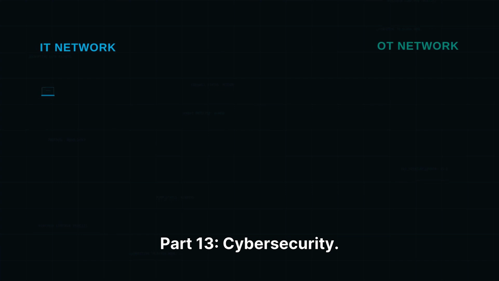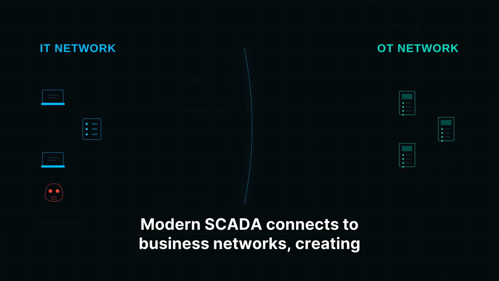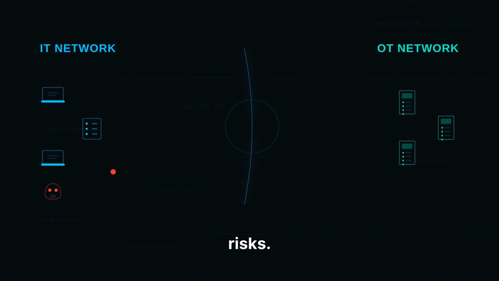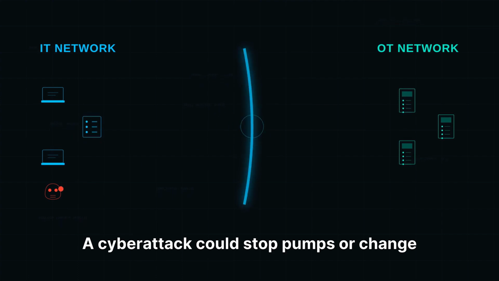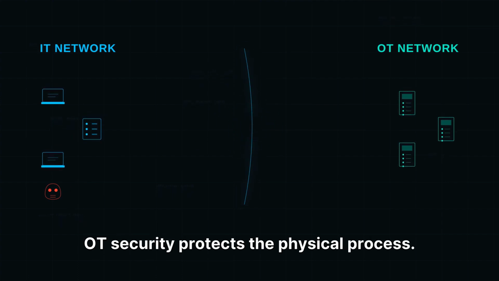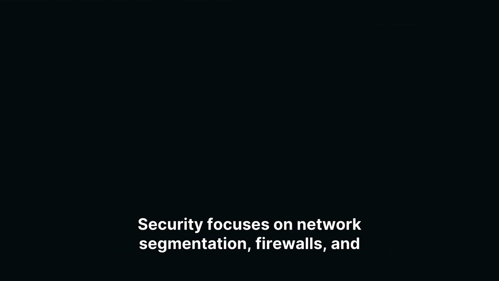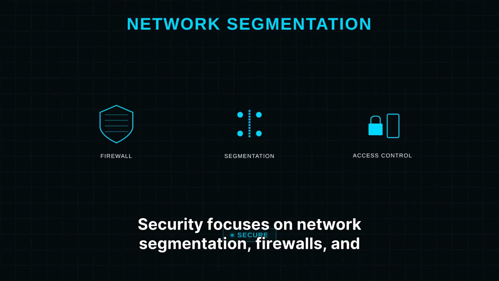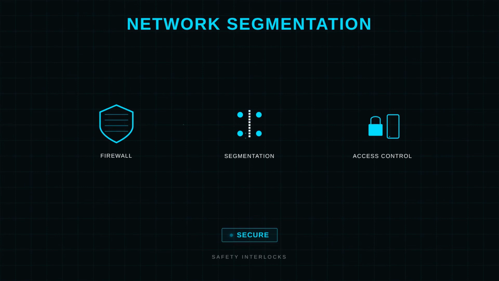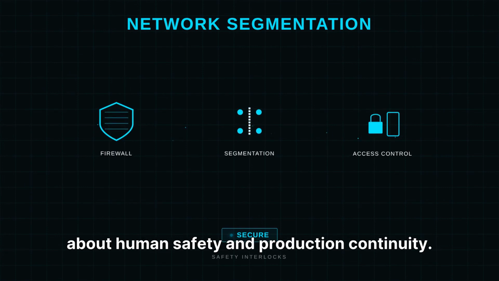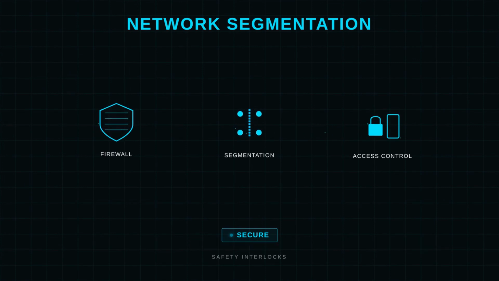Part 13. Cybersecurity. Modern SCADA connects to business networks, creating risks. A cyber attack could stop pumps or change set points. OT security protects the physical process. Security focuses on network segmentation, firewalls, and access control. It's not just about data, it's about human safety and production continuity.